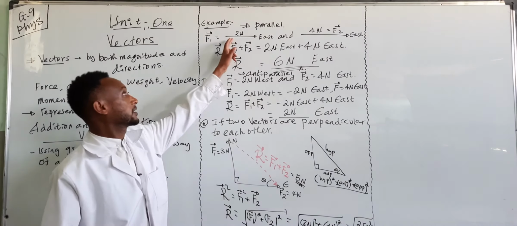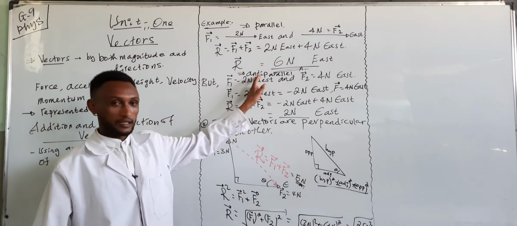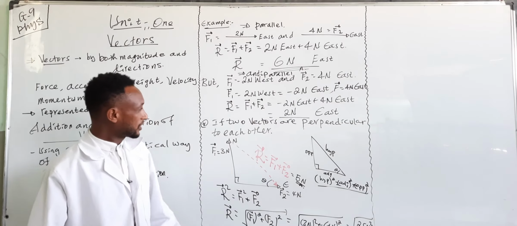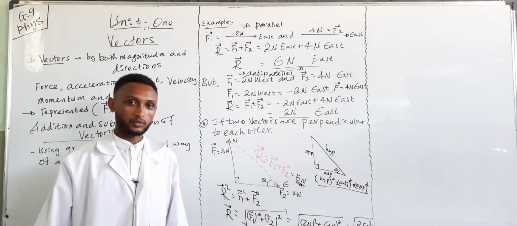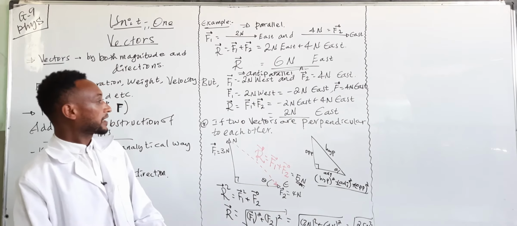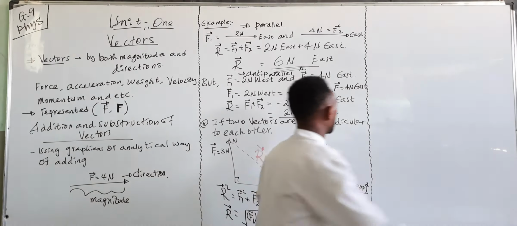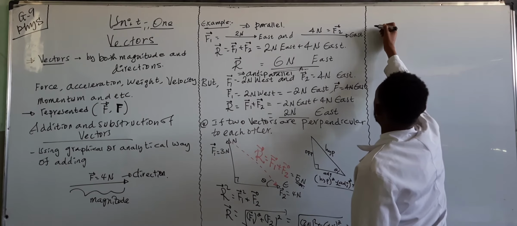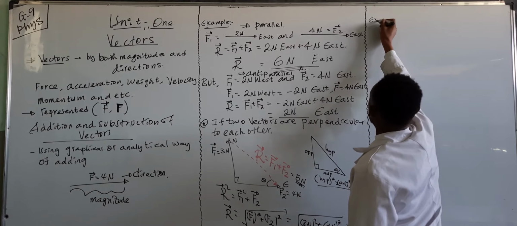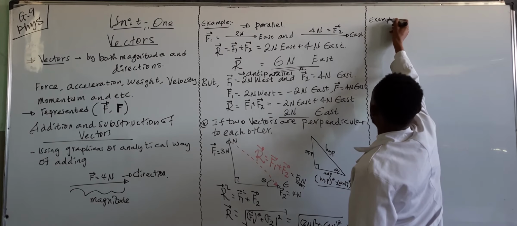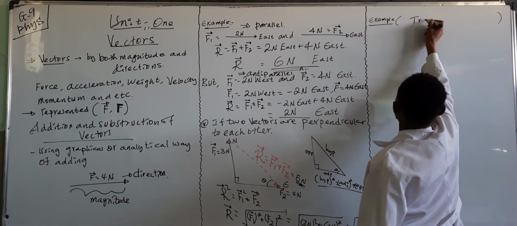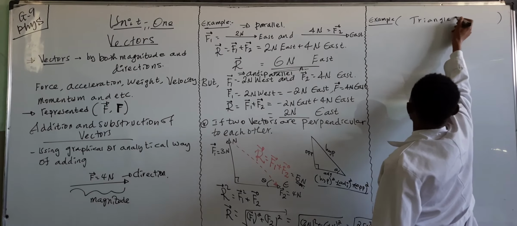If they are not parallel, not anti-parallel, and not perpendicular to each other, you can use the triangle rule and the parallelogram rule to add two vectors to each other. Assume, for example, adding two vectors by using the triangle rule.